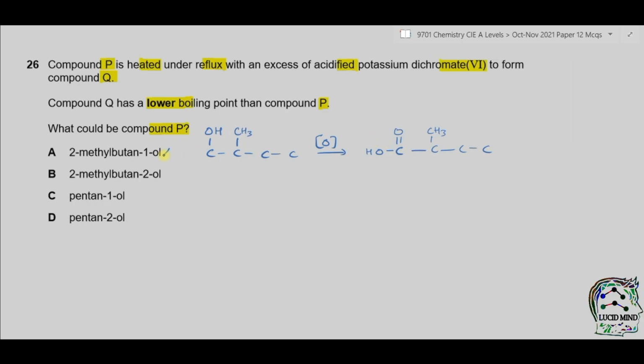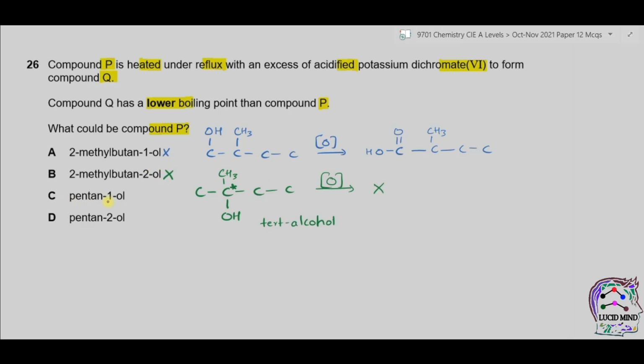So A is incorrect. B is 2-methylbutan-2-ol. On the second carbon atom we have a methyl functional group. Also on the second carbon atom we have the alcohol functional group. Now we can see that this OH is attached to this carbon atom, which is directly attached to 3 other carbon atoms. So this is a tertiary alcohol. And a tertiary alcohol does not get oxidized. No product is formed. So this is incorrect.